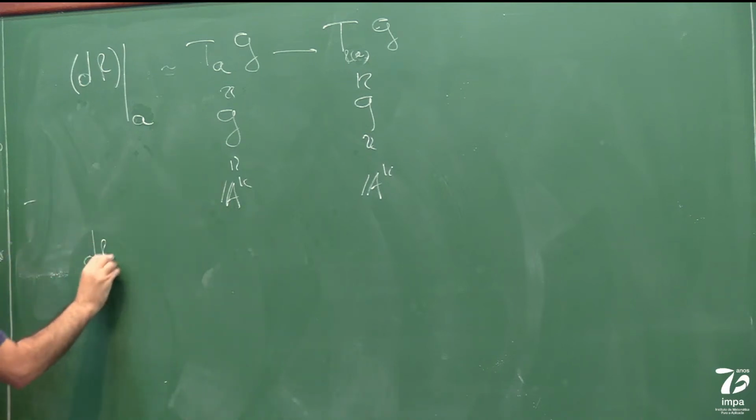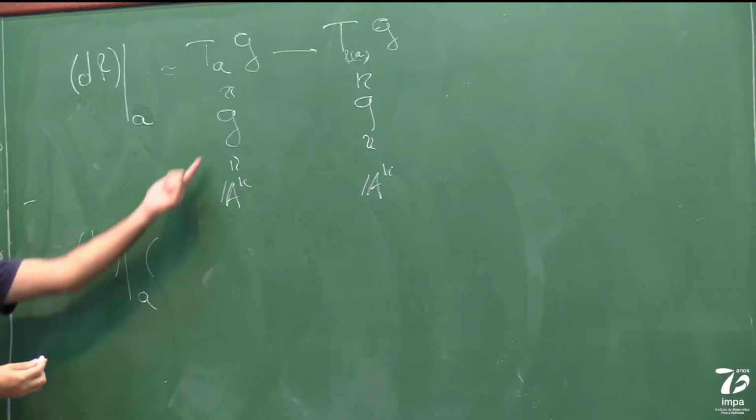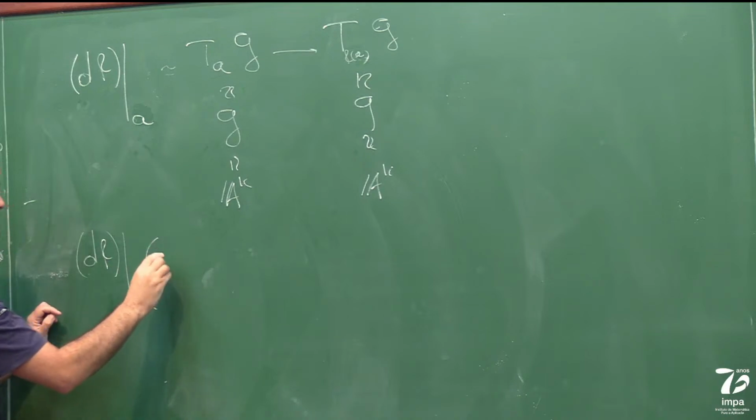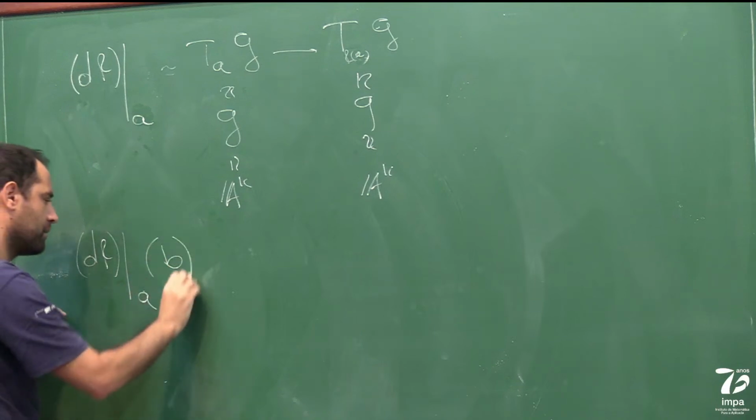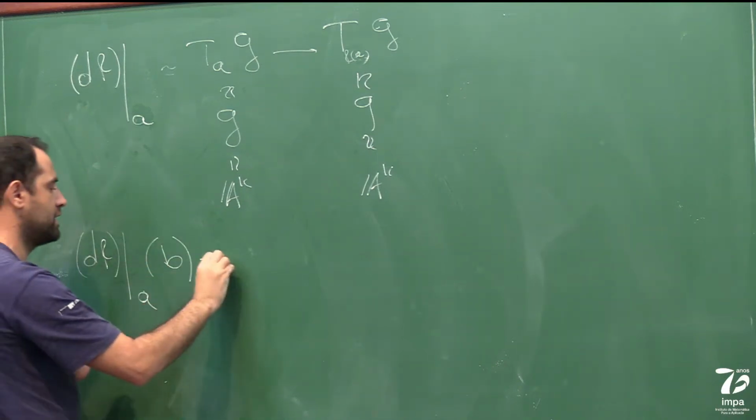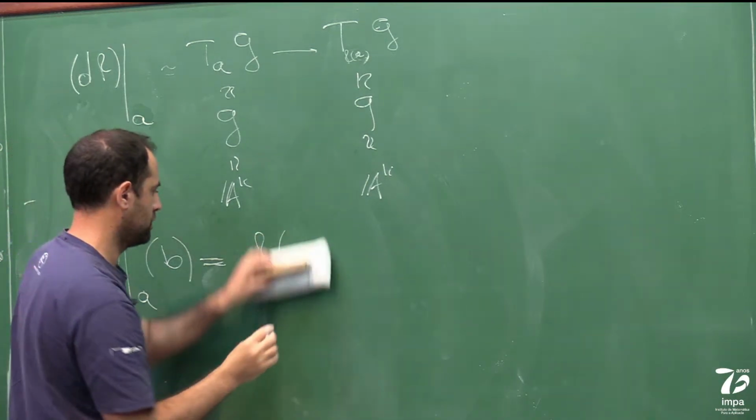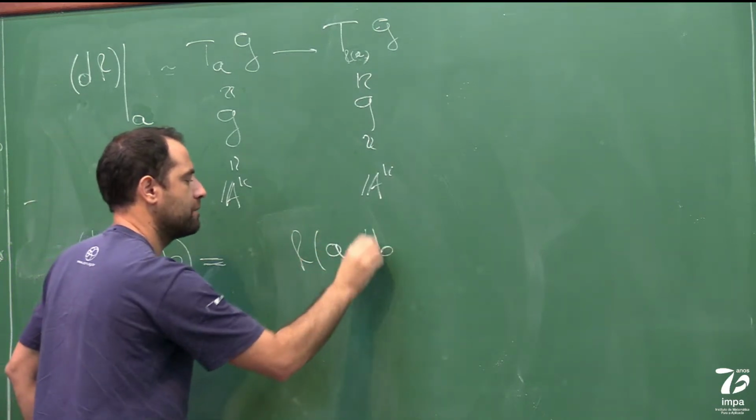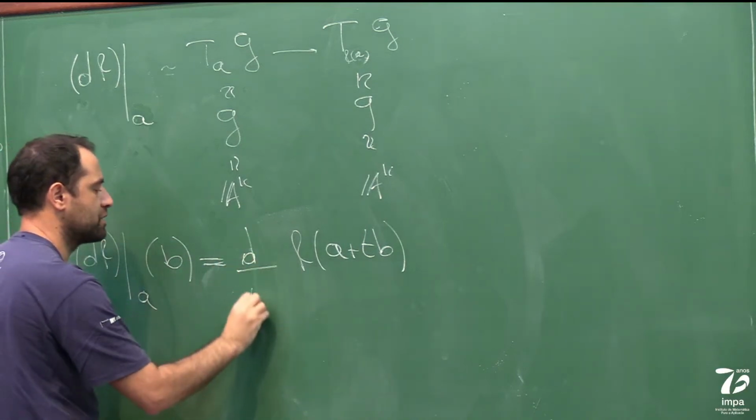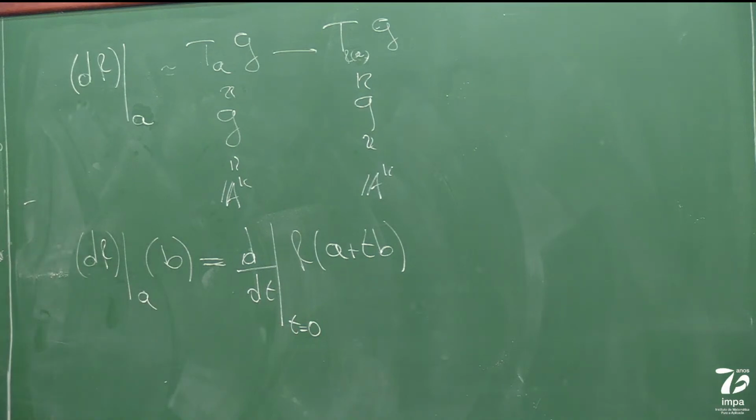So the df at A evaluated at a general element B of G is something like this. Let me write it first. At B, by definition, you take f of A plus t times B and take the derivative of this with respect to t and put t equal to 0. That's how you compute derivatives at a point.